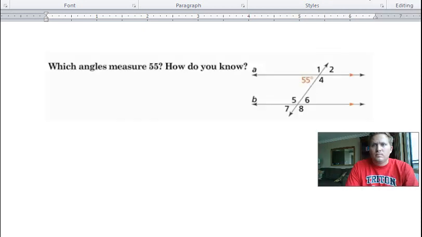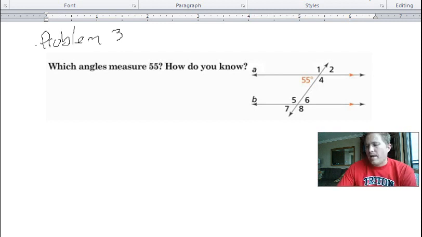Okay? Alright, and then my last problem right here, problem number 3. It says, which angle measures 55 and how do you know? So we're going to find all the angle measures that are 55 and then explain how we know it. So the first one, I see 55 and 2 right here. That's going to be 55.